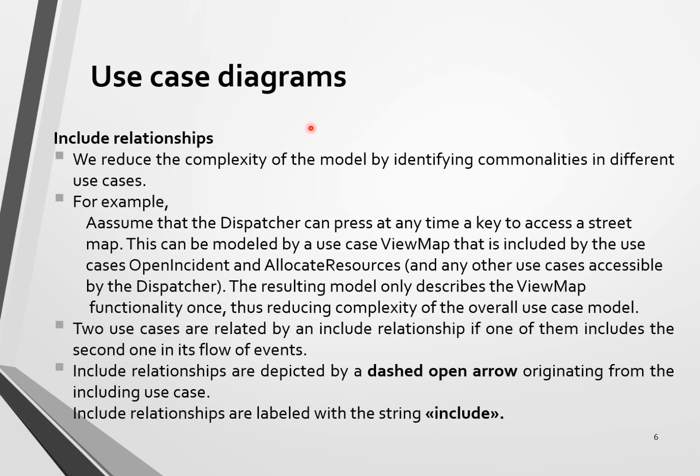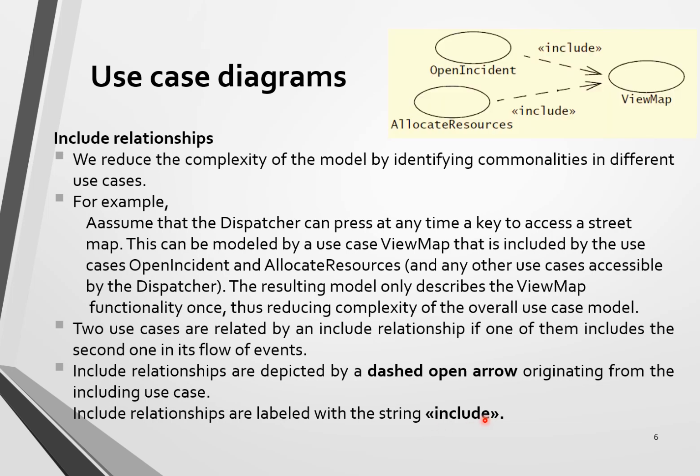What about the include relationship? These kinds of relationships are needed in order to reduce the complexity of the system. The include relationship is represented by a dashed open arrow line. On top of the line, we should mention the less-than and greater-than symbols and write include relationship. As shown in the diagram, there are dashed lines. So they are here.